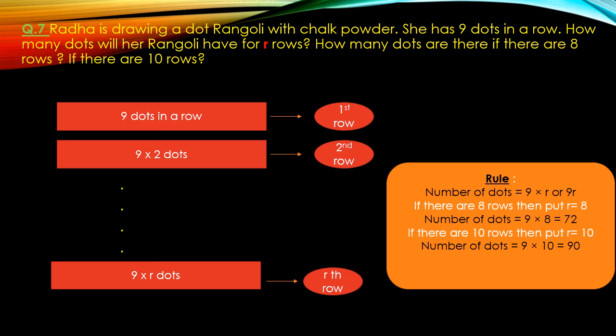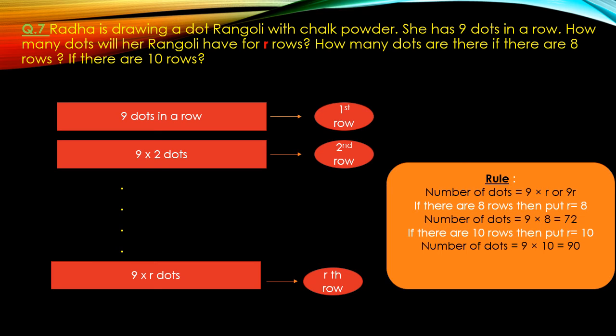Now 9 dots in a row and there are r rows. So in the second row the number of dots will be 9 into 2, and in the third row 9 into 3. So for the rth row it will be 9 into r dots. So the rule will be number of dots is equal to 9 into r.